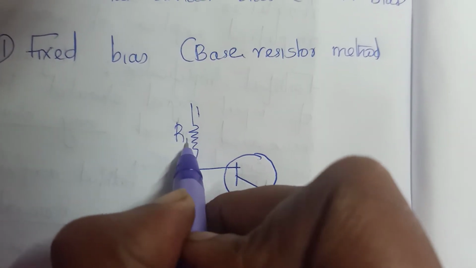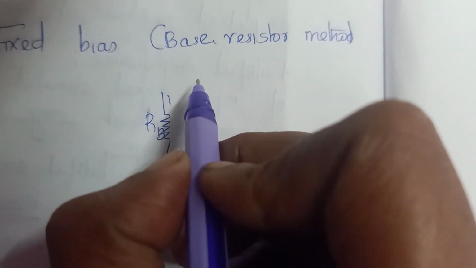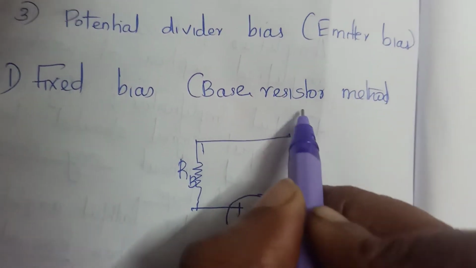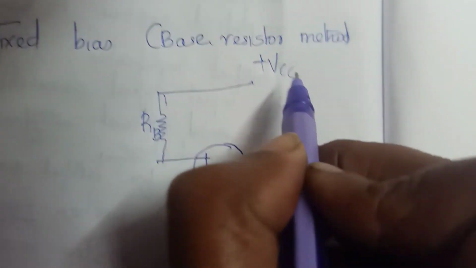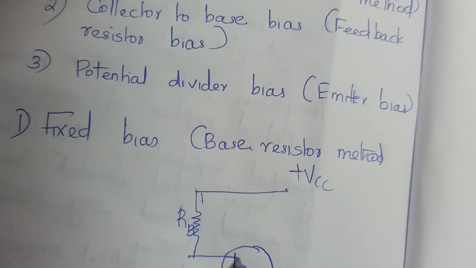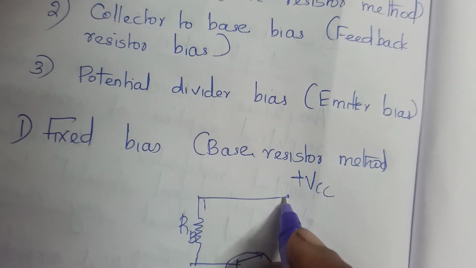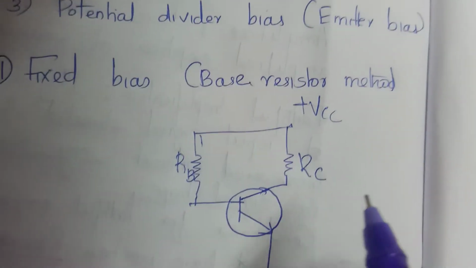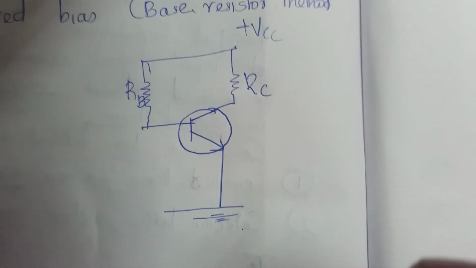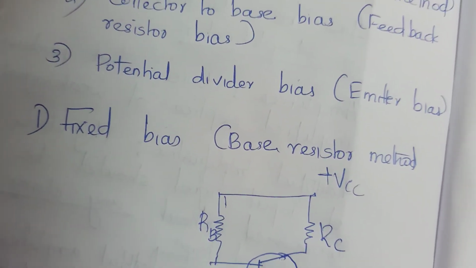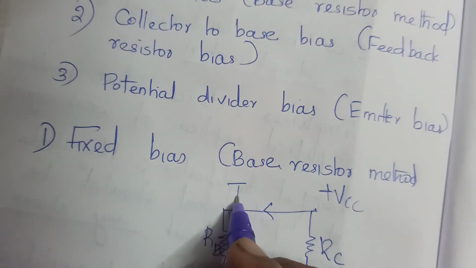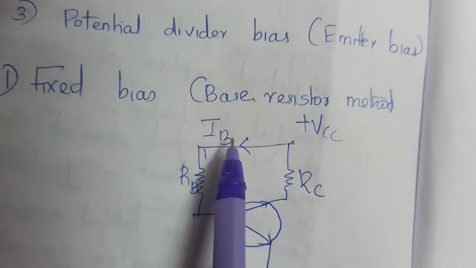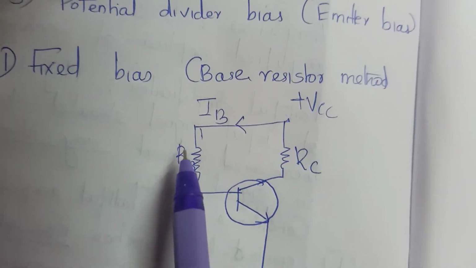This is the high resistance RB, which is connected to the supply voltage plus VCC, and the collector is connected through a resistor RC. Now, this supply voltage VCC will provide the necessary base current and it flows through RB.